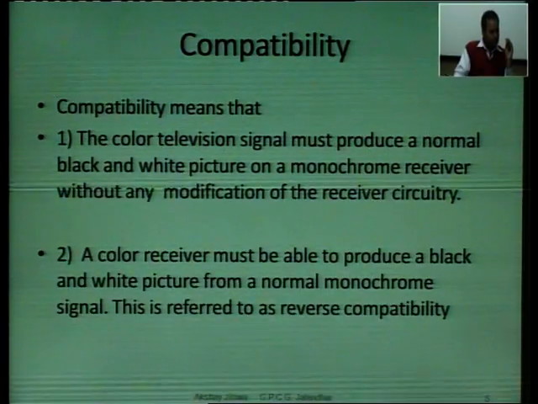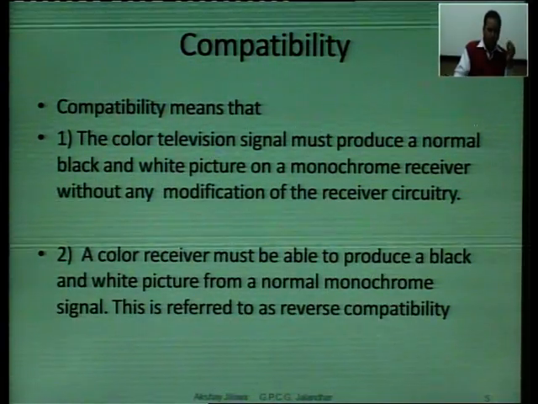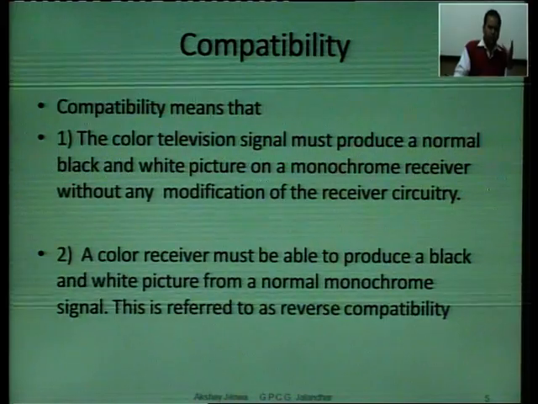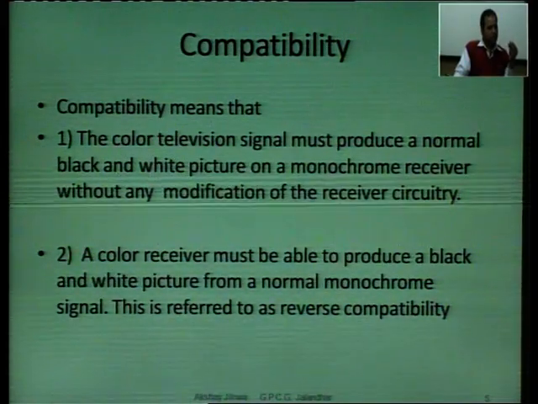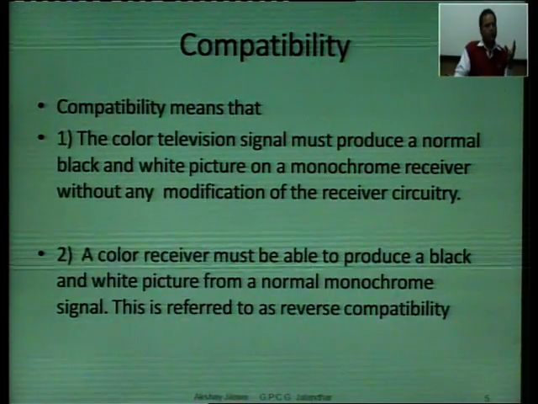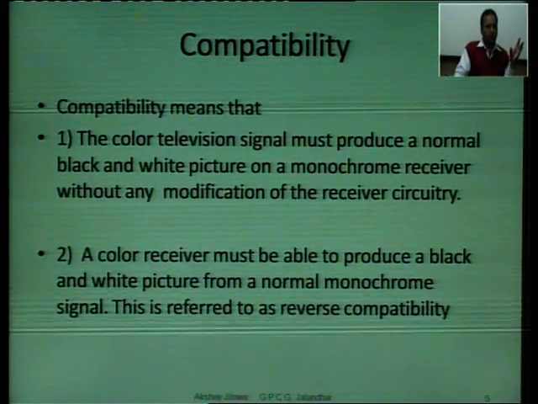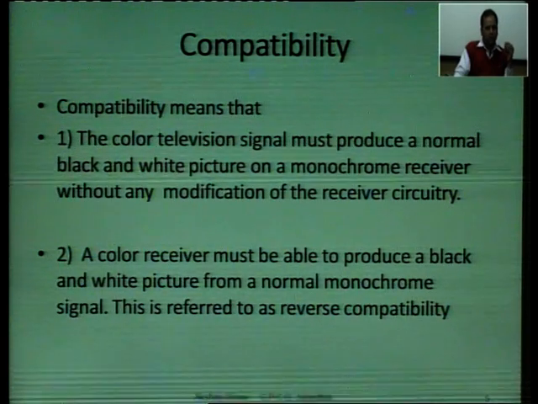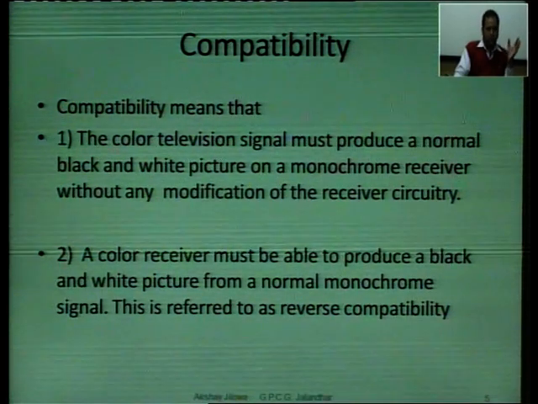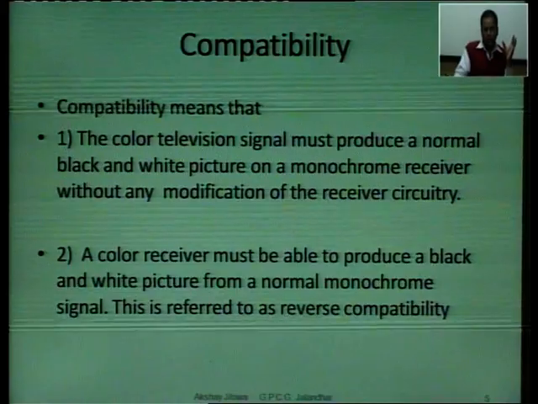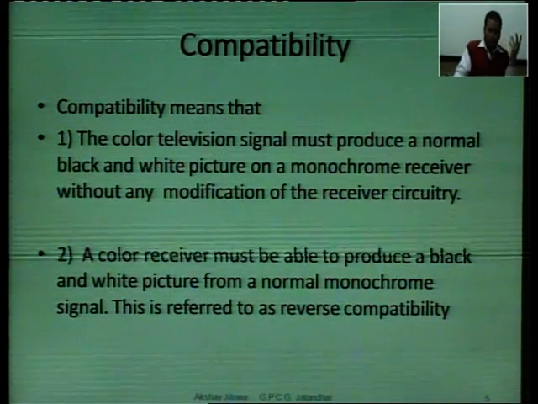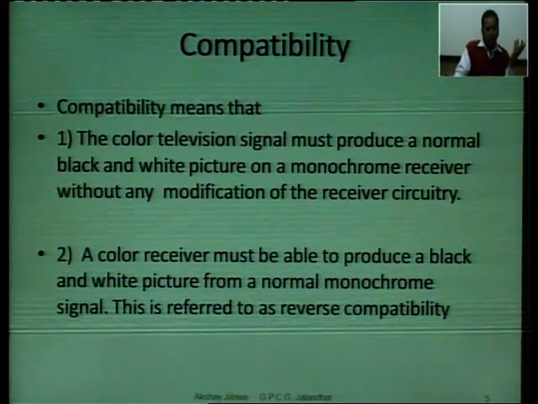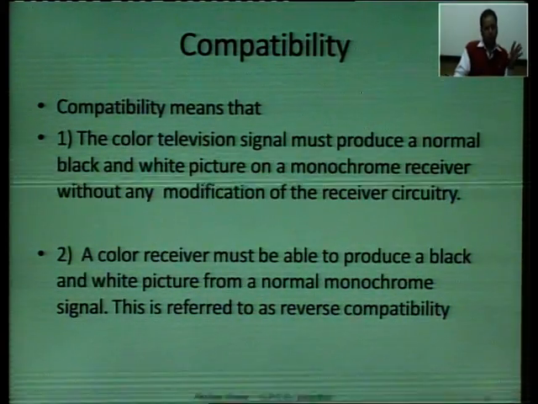Means as we discussed, if it is a monochrome receiver and the signal is color, that signal should be displayed on the monochrome receiver without any modification, without any additional circuitry. So, this is one part. This is called compatibility of monochrome receiver with color signal or color transmitter. But the reverse should also be true.